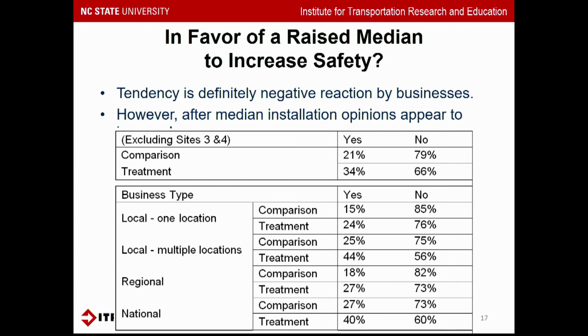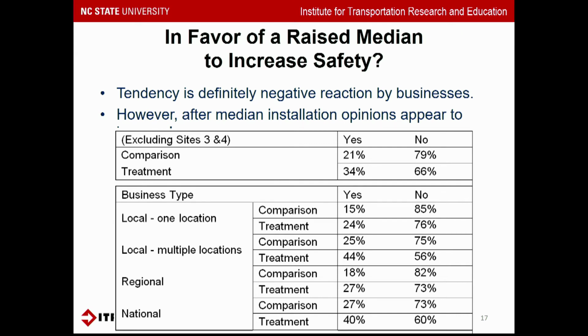So going to the second page, for the comparison site, we would ask, would you be in favor of a raised median to increase safety? So now we've told them, if you were to put a raised median here, would you be in favor of it for safety? And then for the after sites where the median was in place, we said, now that you've got one in place, do you like them? Does it make them more safe? I've covered up my text there, but the tendency is definitely negative reaction by businesses, especially those local and multiple locations. Just the thought of putting a median in there is not very well received. But you do see some change of heart in that after period.